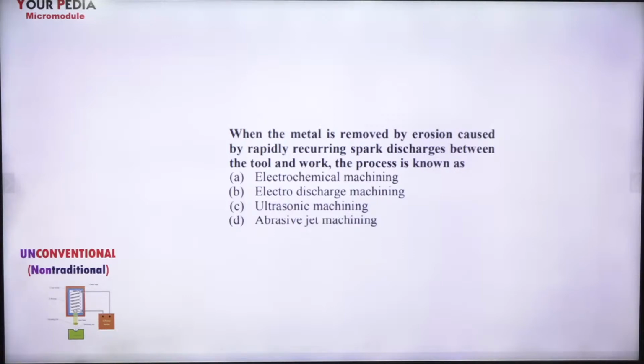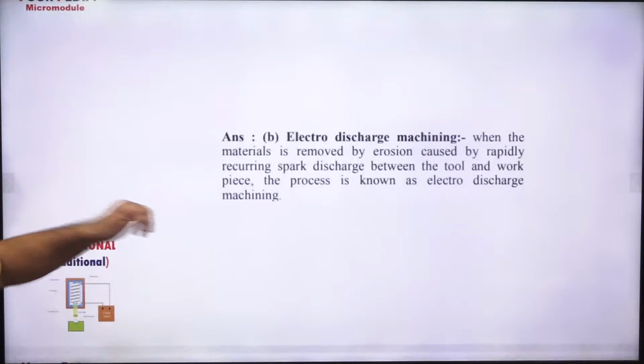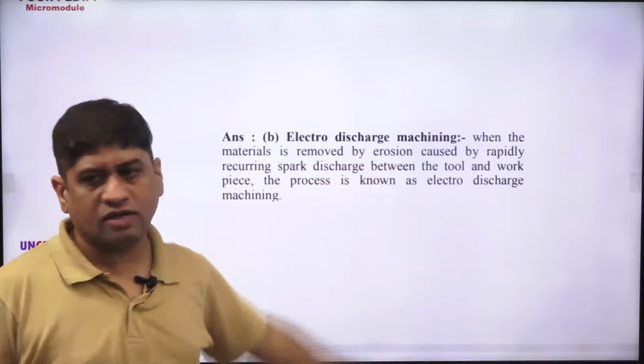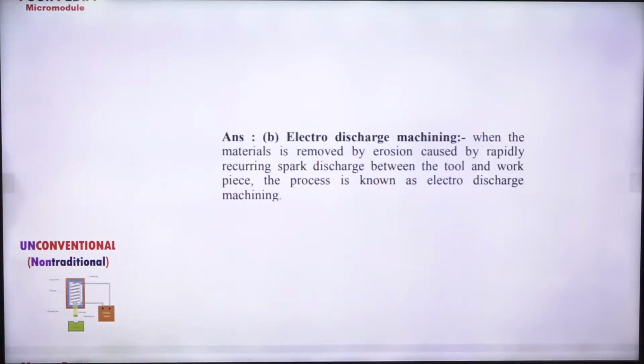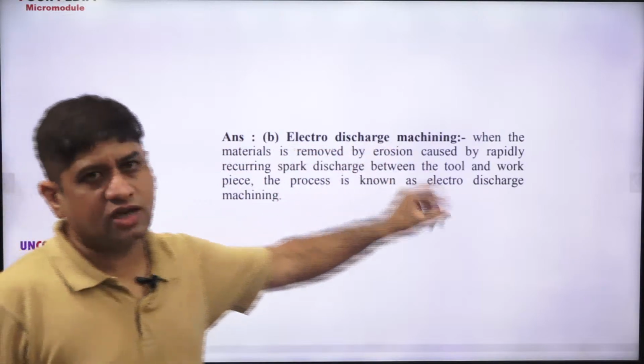Okay, so erosion caused by rapidly recurring spark discharges. We know that is electric discharge machining. So remember that in electric discharge machining, the mechanism of material removal is erosion. Erosion is used to remove the material in electric discharge machining.